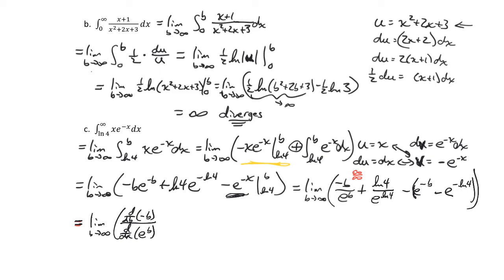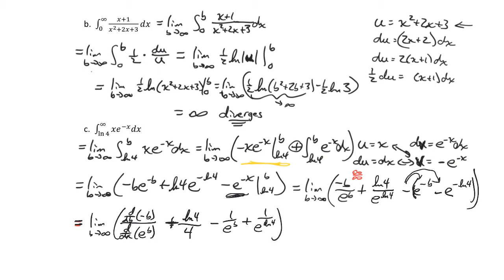Natural log of 4 divided by e to the natural log of 4 is just going to be the natural log of 4 divided by 4. The exponential function and the log function are inverses of each other. I will distribute the negative to both terms back here, and then we'll rewrite e to the negative b as 1 over e to the b. So minus 1 over e to the b, and then we'll do something similar there. This will become a plus 1 over e to the natural log of 4.